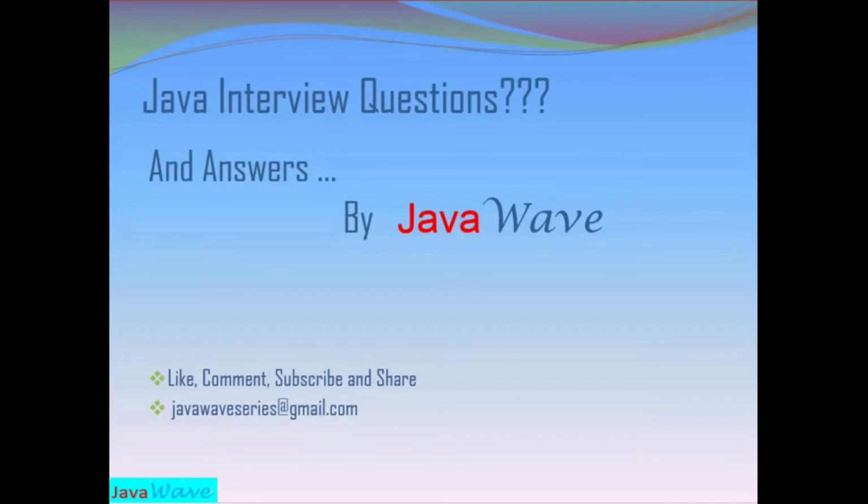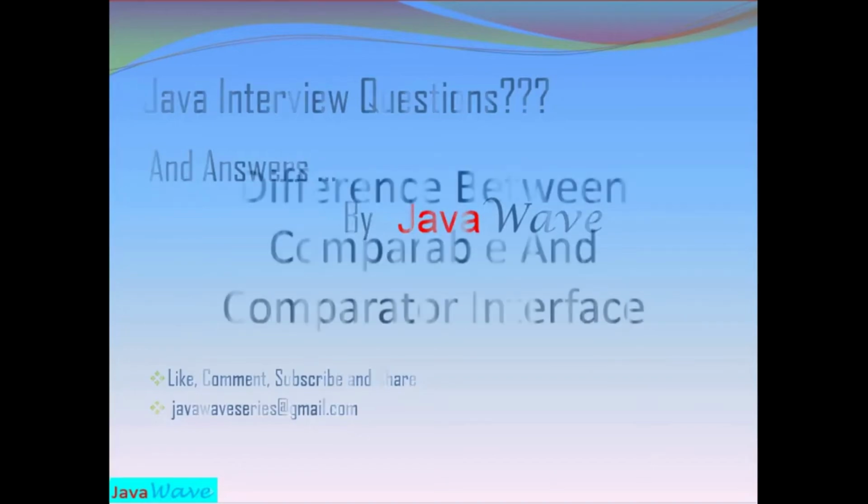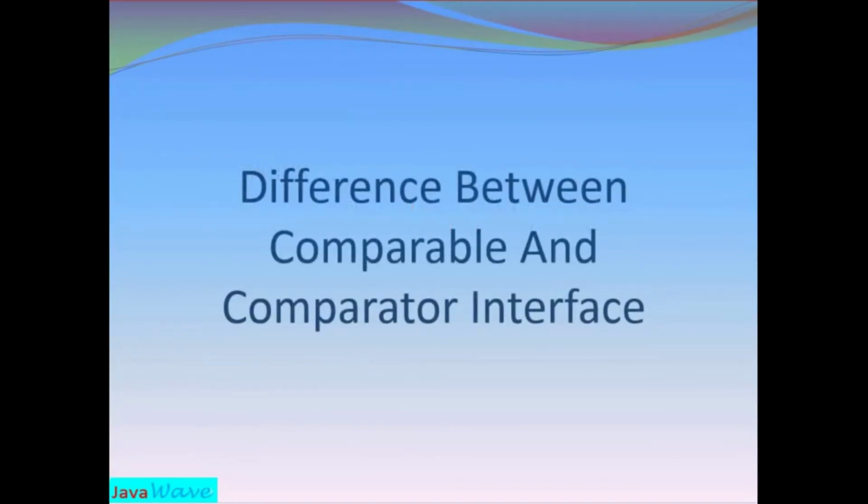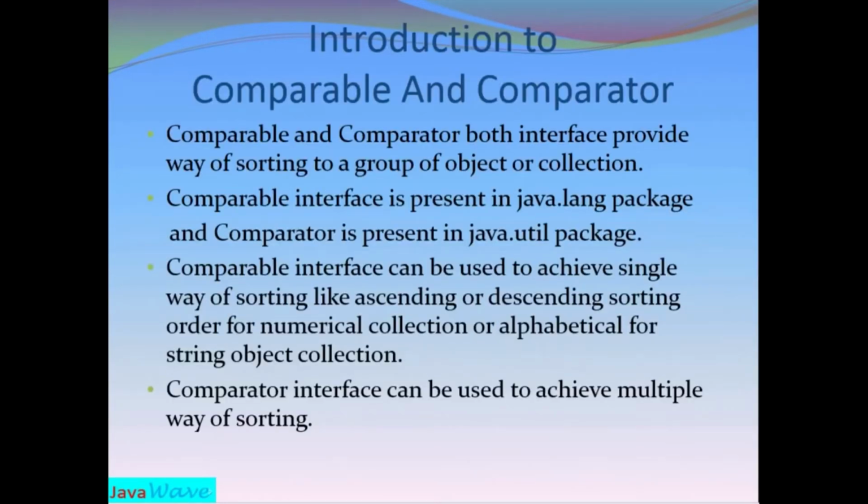So I am Gayatri, and today's interview question is one of the most important interview questions for the collection framework for core Java also. Difference between comparable and comparator interface. So as the name suggests, comparable and comparator both interfaces provide a way of sorting a group of objects or a collection. Comparable interface is present in the java.lang package, whereas comparator is present in the java.util package.